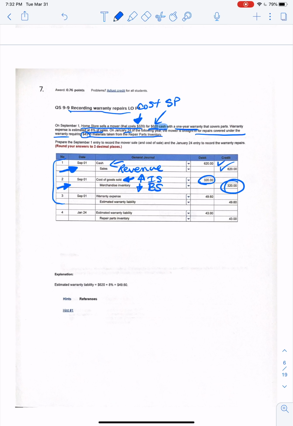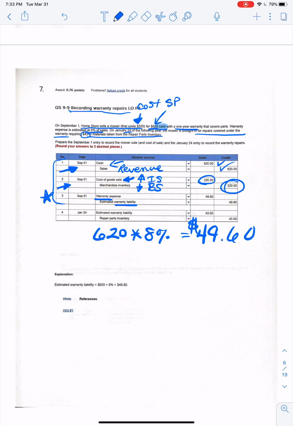Next, and this is the new piece, right? This is the part that we've not done before: we're going to record a warranty expense. The way we're going to calculate this is I'm going to take that selling price of $620 times my 8%. And when I do that, I'll get $49.60.